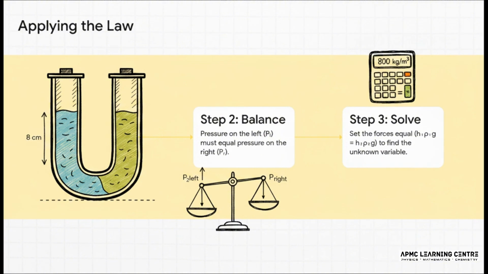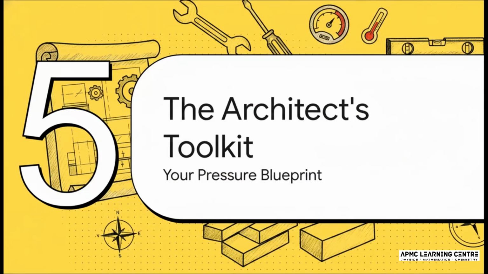Now think about that for a second. It takes a taller column of liquid X to balance a shorter column of water. What does that tell you? It tells you liquid X must be less dense. And when you run the simple math, you find out its density is exactly 800 kilograms per cubic meter. See? Simple.